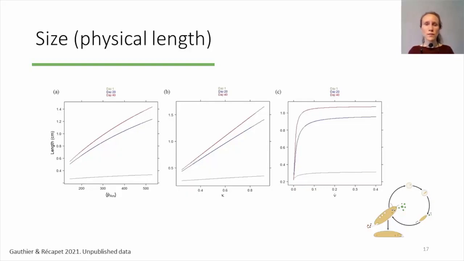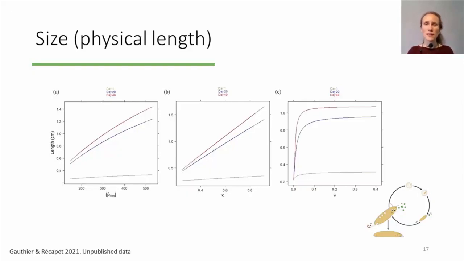I haven't shown you everything, and I will explain why. I only showed the response to PAM, the assimilation rate, to kappa and nu. So kappa is the allocation coefficient and nu being the reserve conductance. As you see, PAM has a positive effect on size, which is not very surprising. The more able you are to assimilate energy, the quicker and larger you will grow.